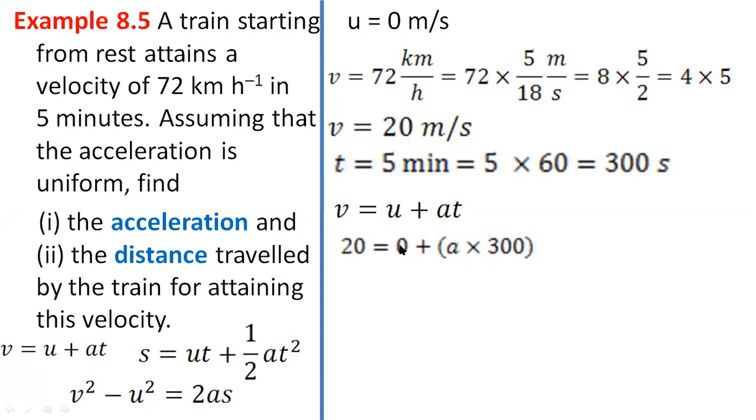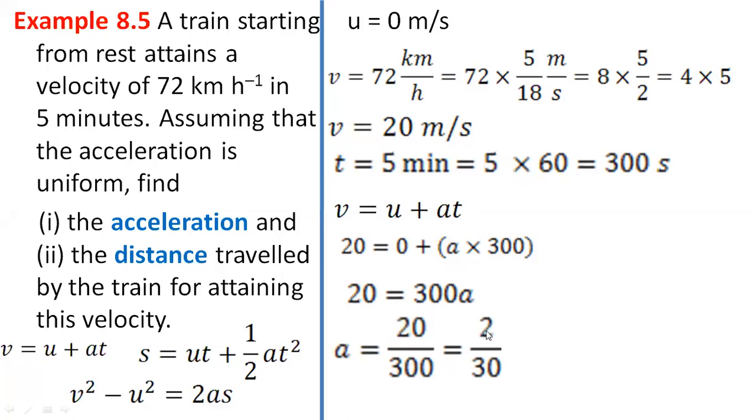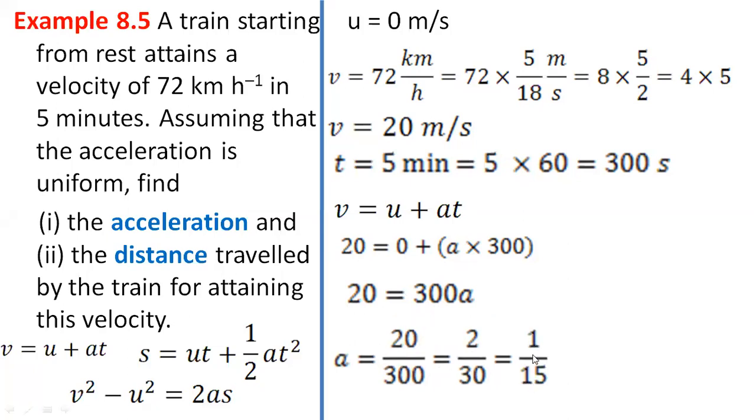Now there is no value for u, so it will become 20 is equal to 300a. Okay? 20 is equal to 300 into a. Now I have to shift that 300 to the other side, so it will become 20 by 300. So a is equal to what? 20 by 300. Now I can cancel this 0, 0, so that will become 2 by 30. Now again I can divide: 2 ones are 2, 2 15s are 30. So that would become 1 by 15.